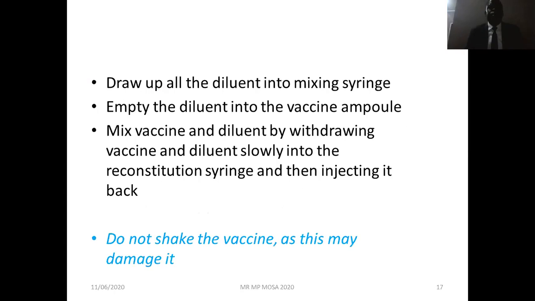So we are saying you need to dilute with a needle and syringe. You do it slowly and do not shake the vaccine, as this may damage it. Some of us have the habit of shaking the vaccine like this, it is not allowed, because you increase the heat of the vaccine, and you make it become impotent. So we need to dilute this vaccine with a needle and syringe by pushing the syringe with the diluent into the vaccine until the vaccine gets diluted.